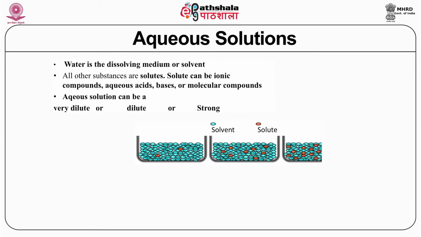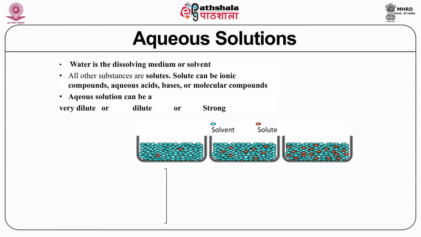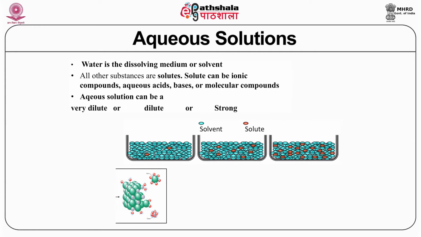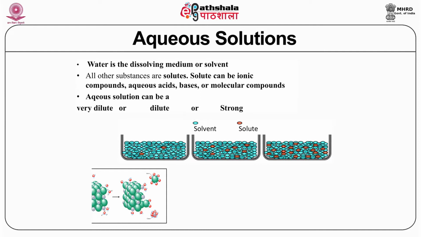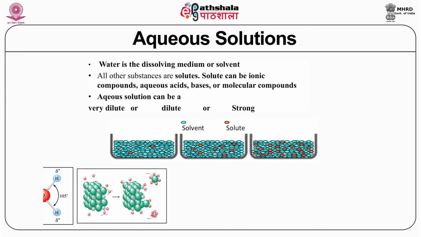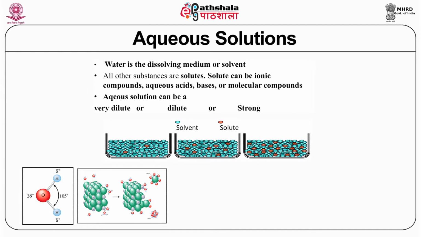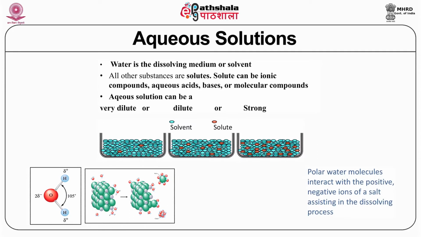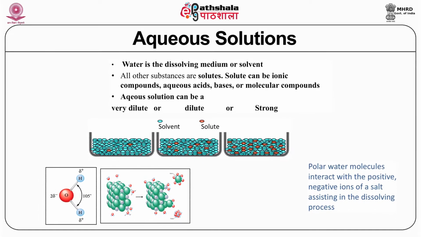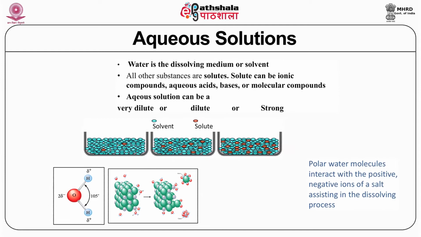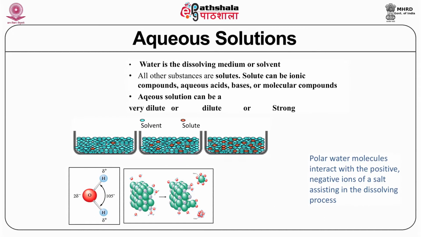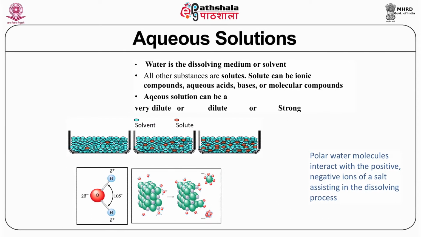Since water is a polar solvent, the solutes are normally ionic. It could be strong or weak ion components, and aqueous acids, bases and molecular compounds can all be called solutes in the aqueous solution. The aqueous solution can be very dilute, or medium dilute, or strong, like I have shown you in the picture: the extreme one is dilute, the central one is not so dilute, and then you have a concentrated or strong solution.